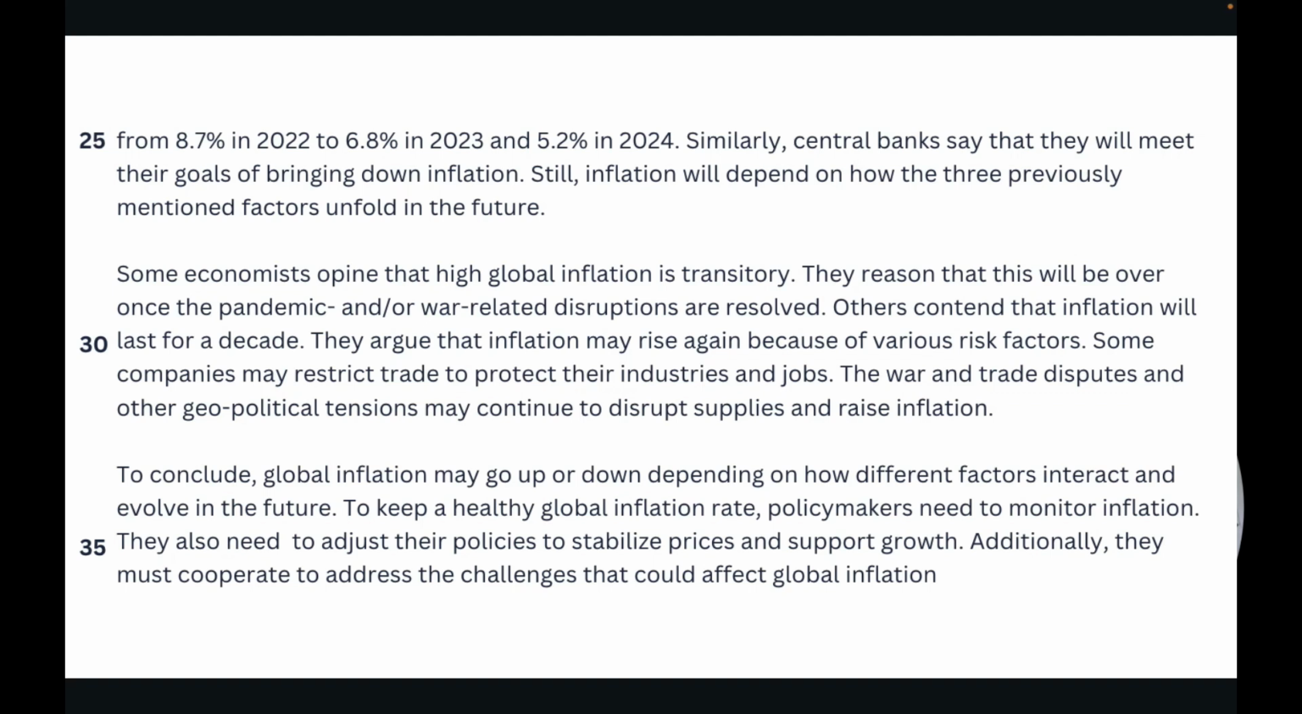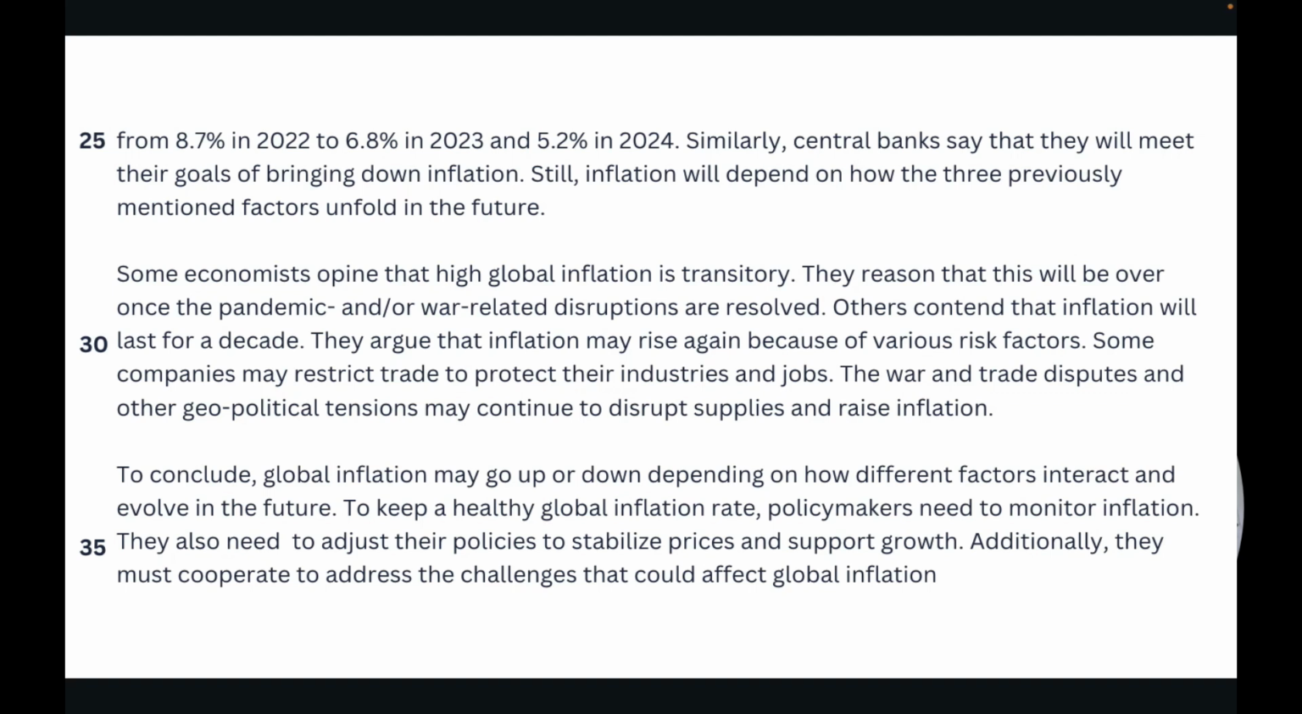Some companies may restrict trade to protect their industries and jobs. The wars and trade disputes and other geopolitical tensions may continue to disrupt supplies and raise inflation. To conclude, global inflation may go up or down depending on how different factors interact and evolve in the future.